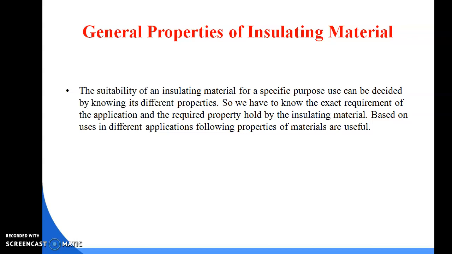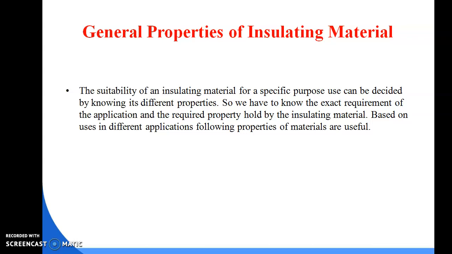General properties of insulating materials. The properties of an insulating material for a specific purpose can be decided by knowing the different properties, so we have to know the exact requirement of the application. That means the required properties of an insulating material depend on the use in different applications. The following properties apply: electrical properties, mechanical properties, thermal properties, and ageing.